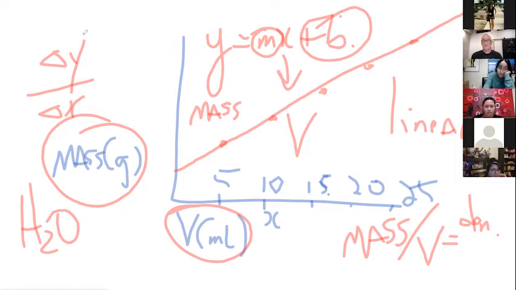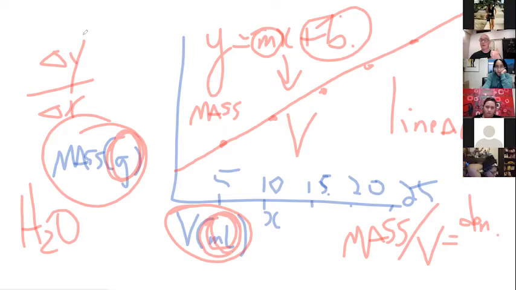Oh, no, it would be linear still. Yeah, it'll still be linear, but what will the slope be? What will the actual value of the m be? 1. 1, exactly. We should have a perfect 1-to-1 relationship between the mass in grams and the volume in milliliters.